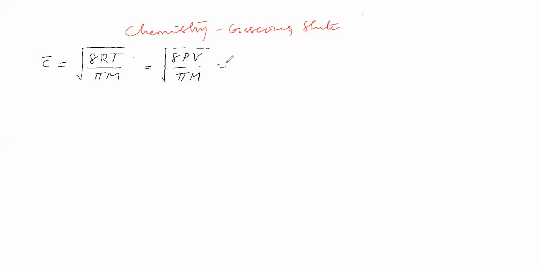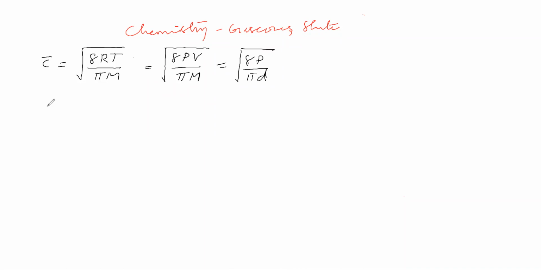Then in the place of this V by m, this m is called mass, V is called volume. Here M is called molar mass, V is called molar volume. Molar volume by molar mass is equal to 1 by molar density. It is for average velocity.